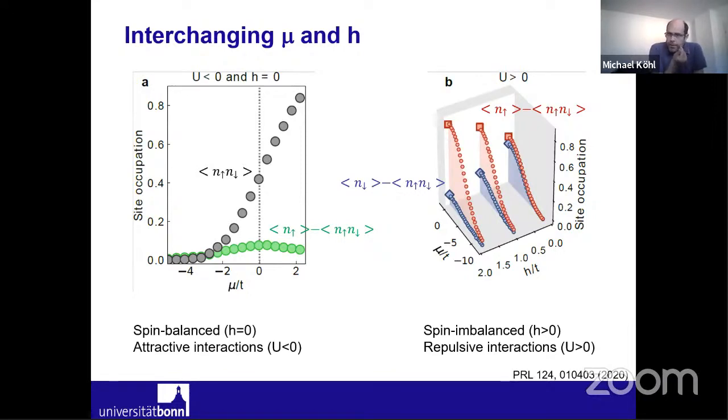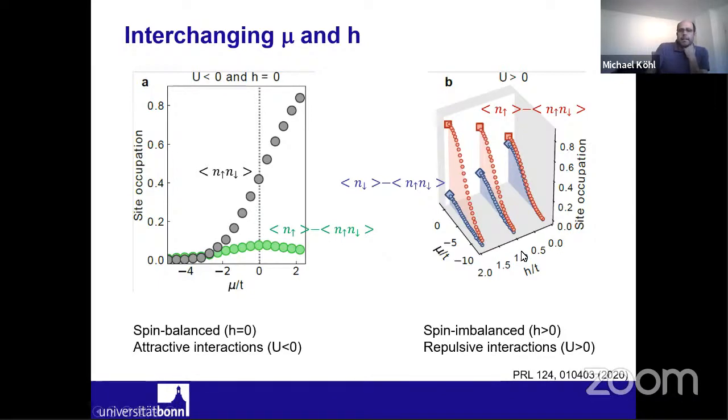Now, if we flip everything, so we go to repulsive interactions and go to spin imbalance, we have to find out where the chemical potential of 0 is. And now it's a bit more complicated to see this here. So these are now the equation of states measured in this direction for spin imbalance. Red data points are spin up singles densities, and blue data points are spin down singles densities. We subtract the doubles because they don't contribute to the spin imbalance.